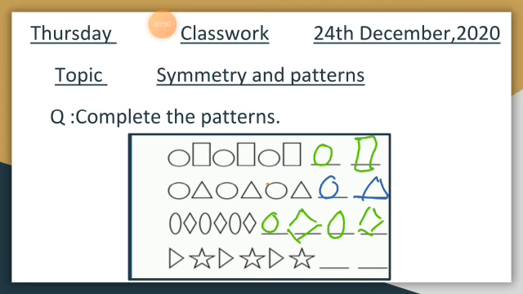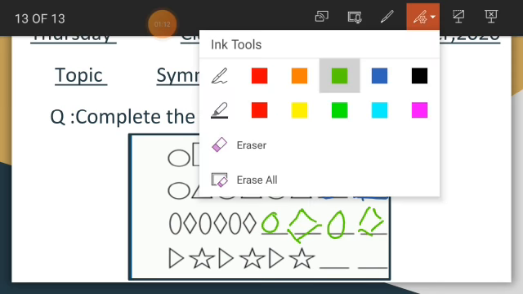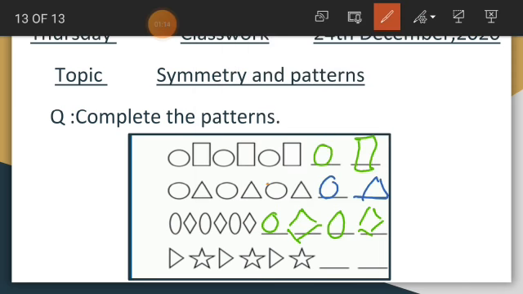Okay, look at the last one. Triangle, star, triangle, star, triangle, star. Now on these last two lines, which two shapes will come? You will draw those shapes. After the star, we have again the triangle, and in the last one we have the star. This is how you will draw the star. In the last two lines we will draw the next two shapes.